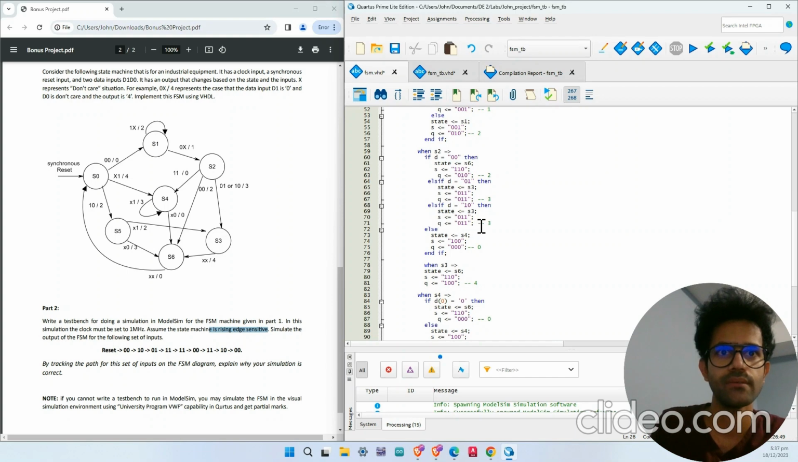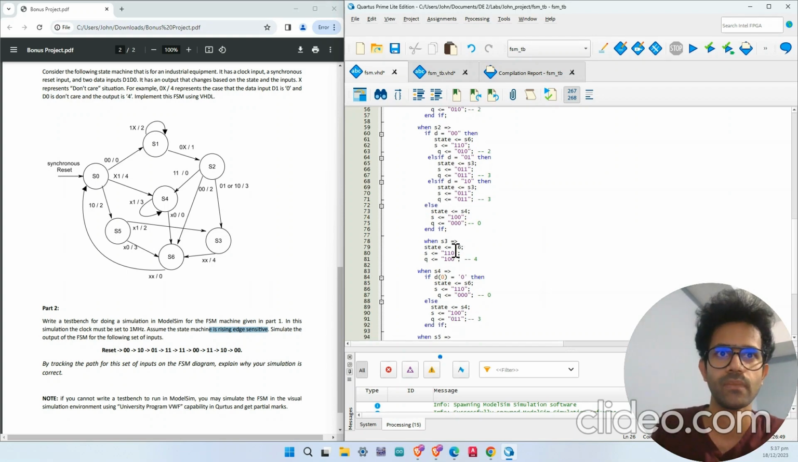And then we have the case for S3. In S3, the state is assigned 6. So it doesn't matter what the inputs are. See, both are don't cares. It doesn't matter whether D0 and D1 are 0, 0, or whatever the input is. If you're in S3, you go to S6 with an output of 4.